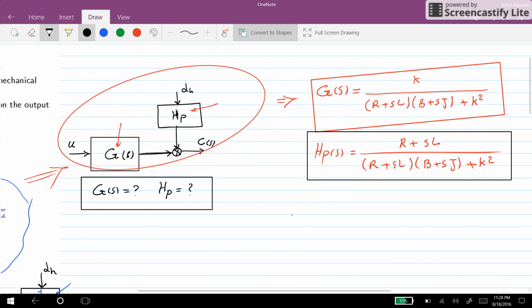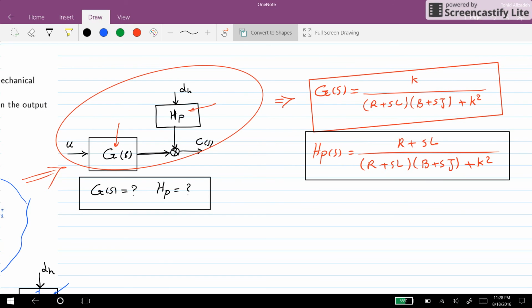So this is the simplified block diagram model for our DC motor. Later on, we can use this model in order to design the controllers, different kind of controllers for the system.